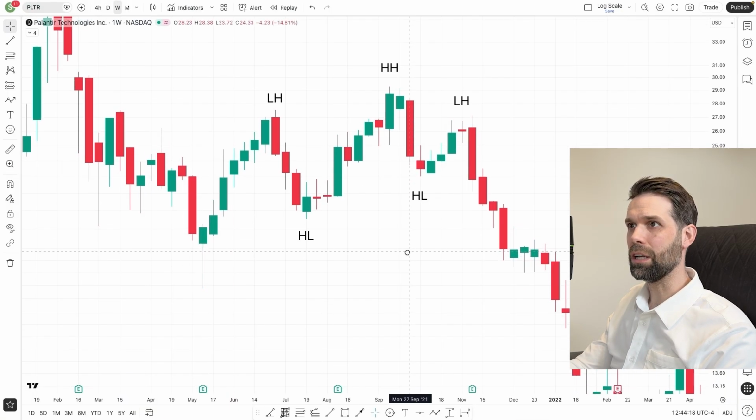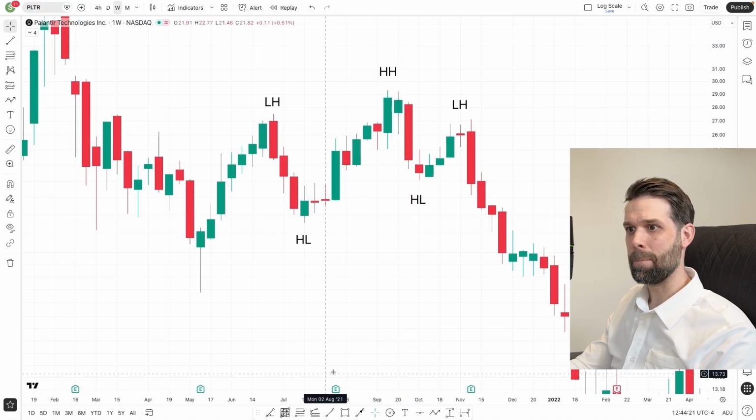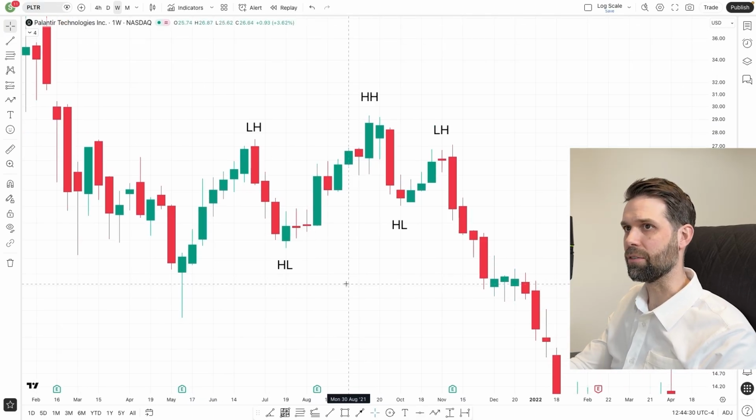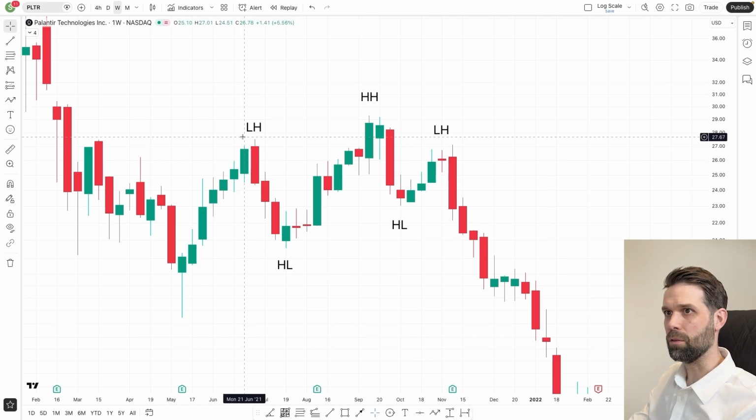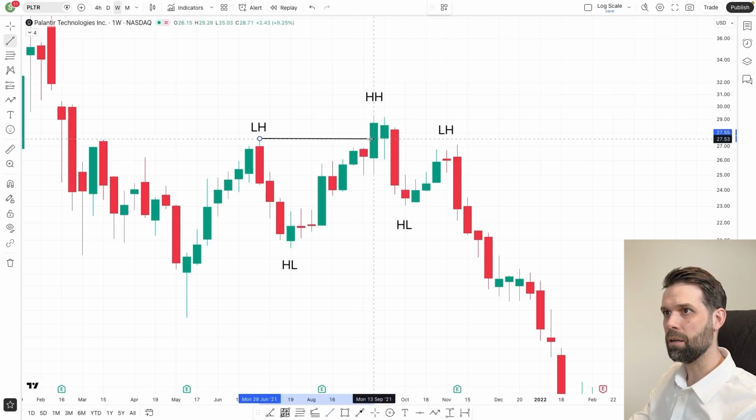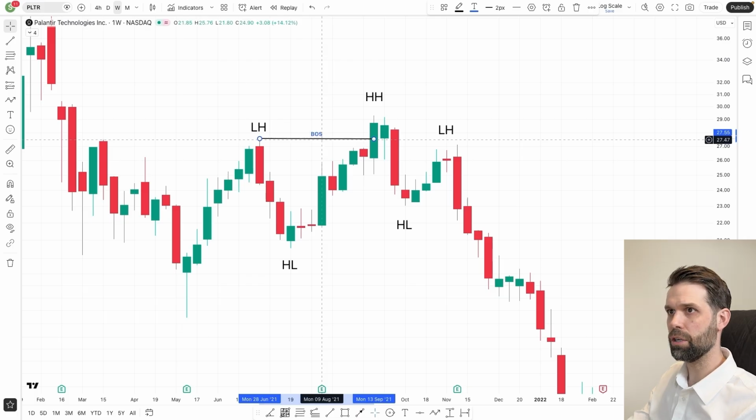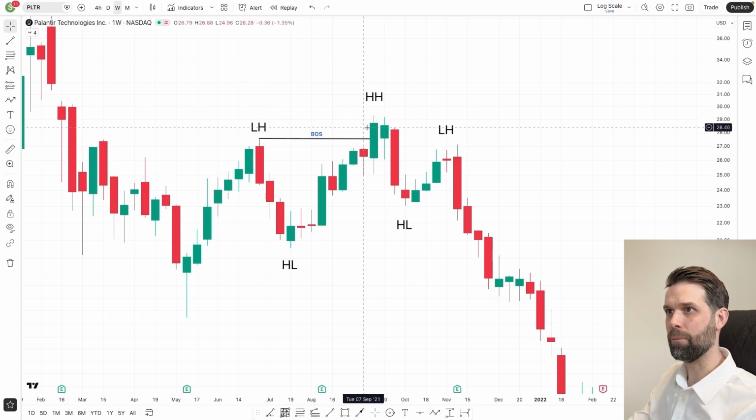Okay, so we are looking at Palantir here, and we are back in the May 2021 area, and we're going to label some of this with breaks of structures and changes of character. So we started with just labeling this lower high from the previous price action, where we make a higher low and we make a higher high here. So when this green candle closes above the prior wick of the prior high that we've labeled, that is a BOS. So there is a break of structure. The trend is continuing. We make a higher high and we continue.